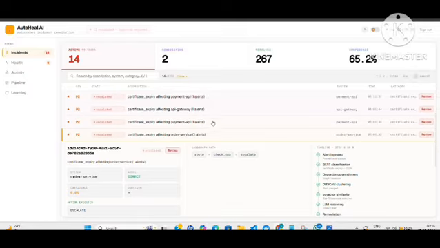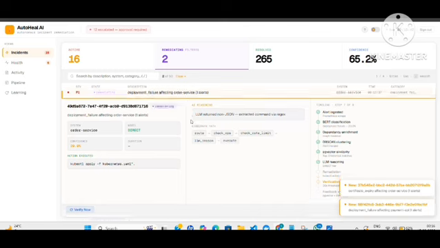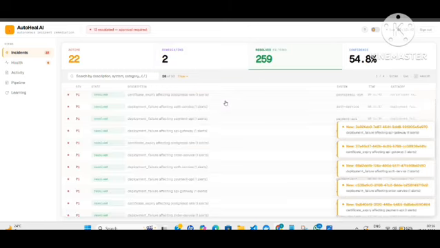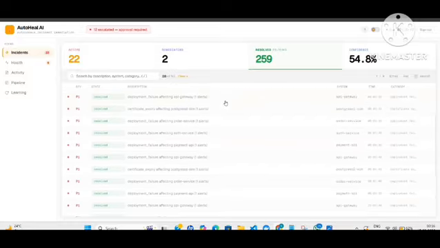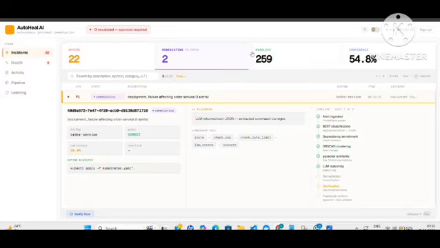Again, the next one, they are remediating. That means it's the intermediate stage. The LLM is still performing the actions. So yeah, this is the prototype that we have coded. And again, it has a lot of scope for improvement, but this is the basic prototype of the incident remediation system.